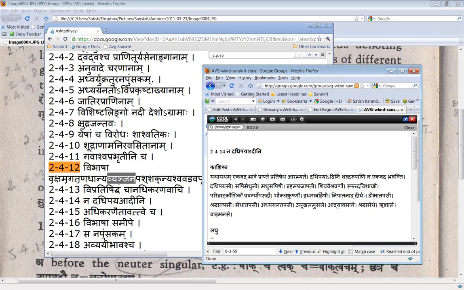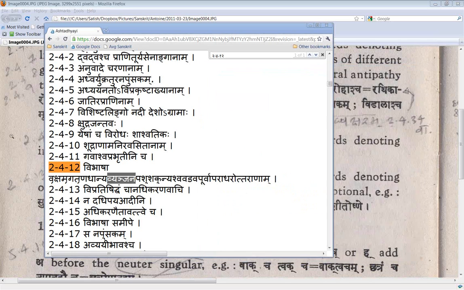So Shukla Krishna, which is the typo here, Shukla Krishna should have had the vibhasha. We just saw that. Vipratishuddham Chanadikarna Vachi should have had vibhasha. It doesn't become vibhasha. And so on and so forth. There are these different kinds of things. So these will not have it.